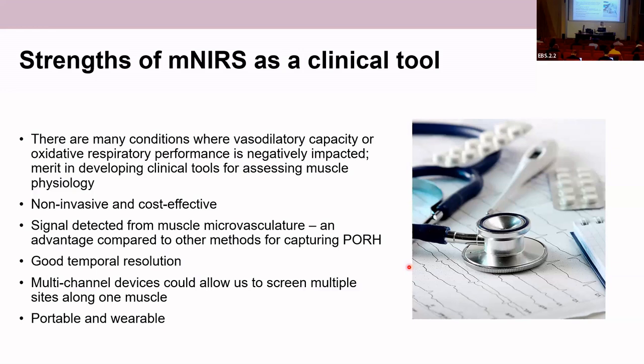It's cost effective compared to MRI. I don't know if anyone here has ever tried to do phosphorus imaging. It's horribly expensive. So yeah, fantastic if you can use mNIRS.